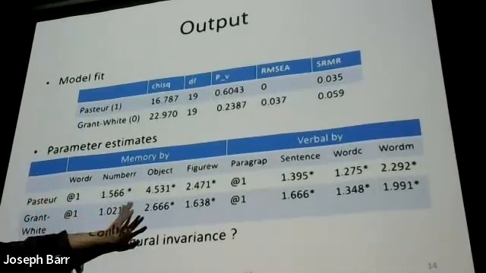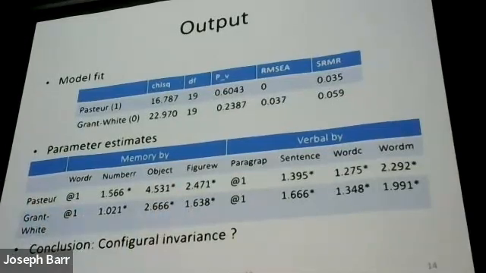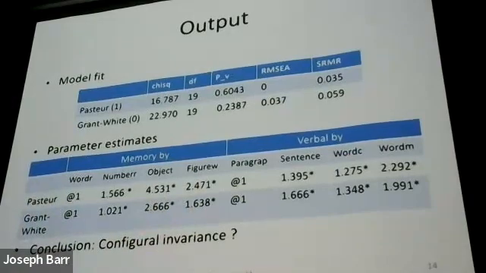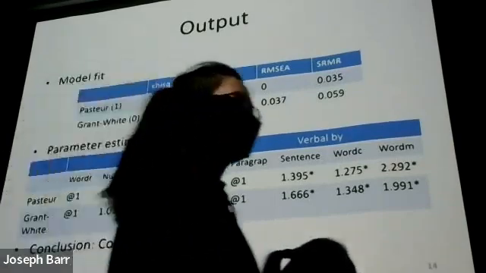If you have the result like this, what's your conclusion? Is there any configural invariance between the two schools, between P school and the GW school? Any idea? Any thought?